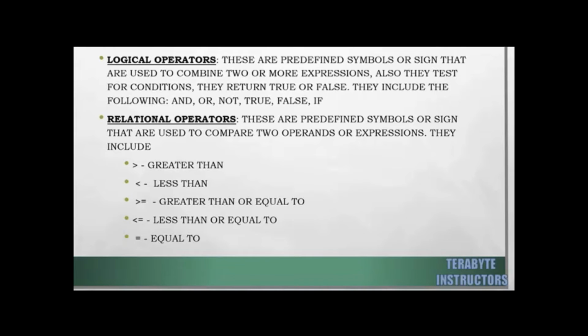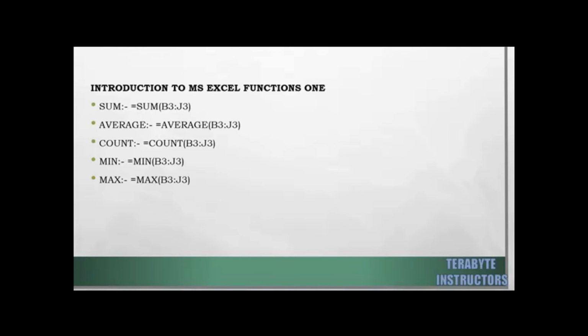Now, the relational operators are predefined symbols or signs that are used to compare two operands or operations. Like you want to find if this value is greater than something, it should give you an output. If A1 is greater than 60, it should be B, else it should be another thing, maybe C. And that is what a relational operator is. So that means you are working with the logical operator together with the arithmetic operator for you to be able to have a proper answer at the end of the day.